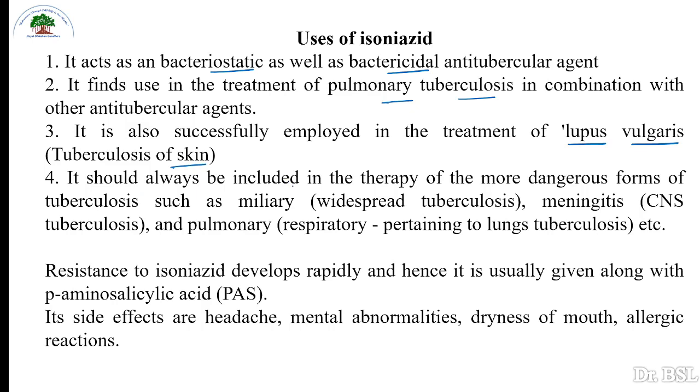It should always be included in the therapy of the more dangerous forms of tuberculosis such as miliary, widespread tuberculosis, meningitis, CNS tuberculosis, and pulmonary respiratory tuberculosis pertaining to the lungs, etc. Resistance to isoniazid develops rapidly, and hence it is usually given along with para-aminosalicylic acid, that is PAS. Its side effects are headache, mental abnormalities, dryness of mouth, and allergic reactions.